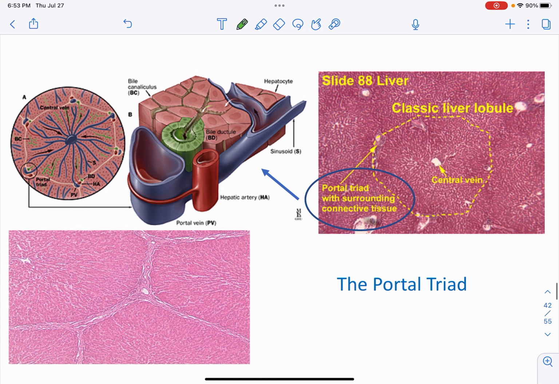This is kind of a repeat of what I was just talking about, but it's showing you images in histology. So you can see the liver lobule, okay? You can see that there's a triad on each of the corners. It's also depicted here, and you can kind of see how the bile is flowing in green. So again, the bile is going to go this way and head towards those bile ducts.